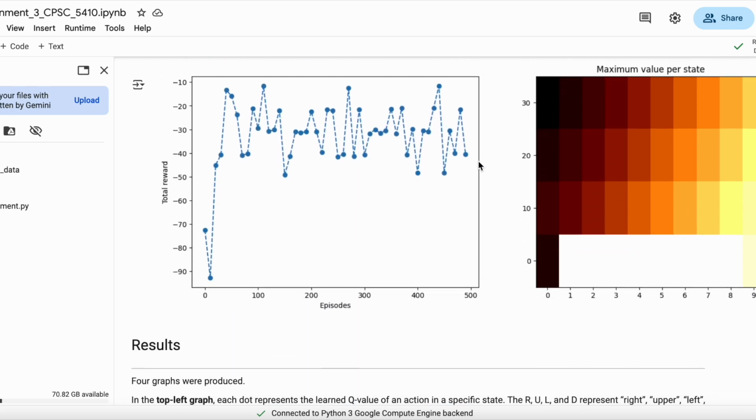So for this bottom left graph, the graph shows how the agent performs throughout the training process. Basically, each point corresponds to the total cumulative reward as it progresses to the goal state. The x-axis just represents the number of episodes, while the y-axis represents the total rewards.